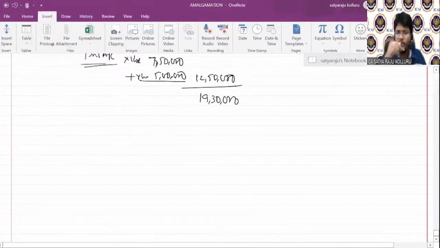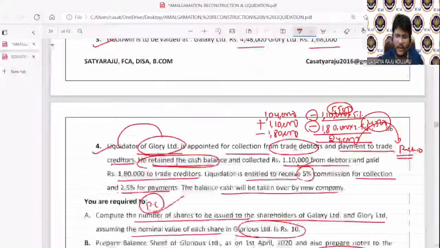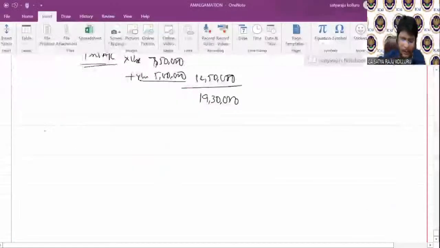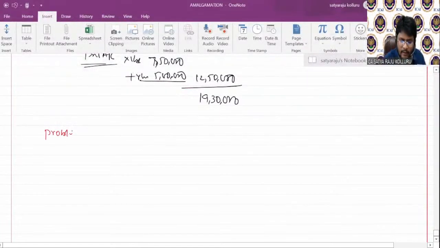And the next question he asked, after completion of amalgamation, you need to present the balance sheet, which is examination problem number 11.